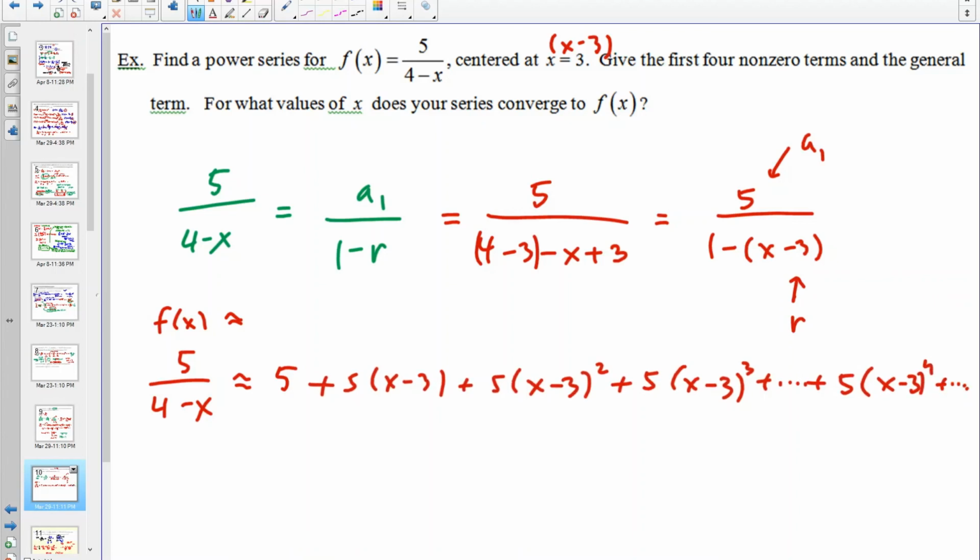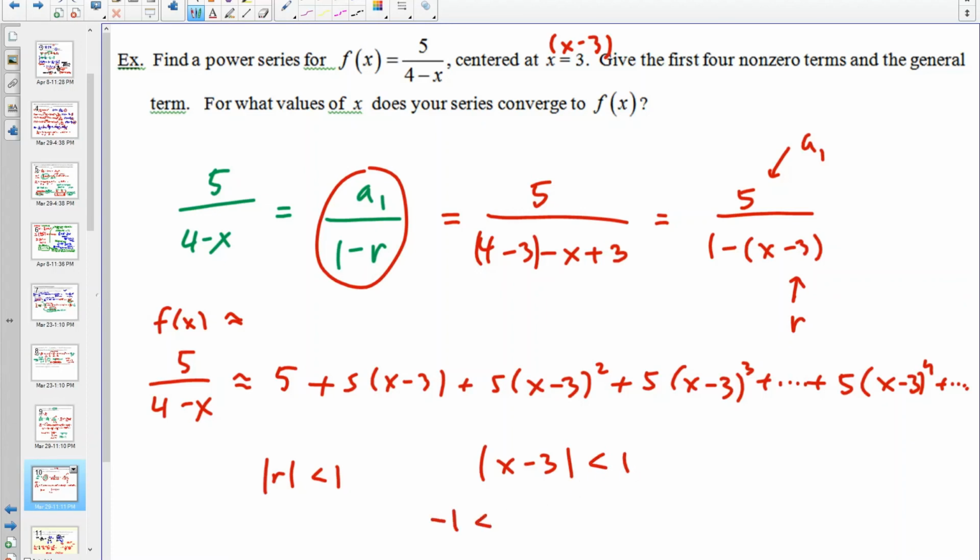So what is this saying? This is saying this is a geometric series. But it's a geometric series only when the absolute value of r is less than 1. And what is my r here? My r here is x minus 3. So this is only true when the absolute value of x minus 3 is less than 1.